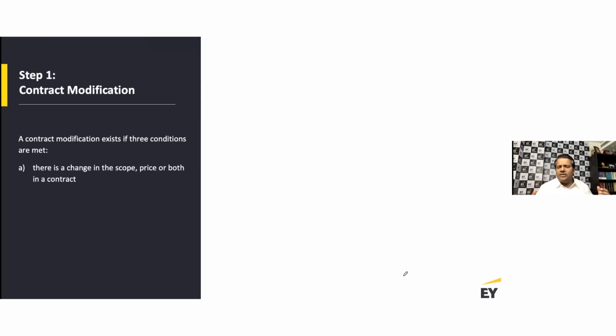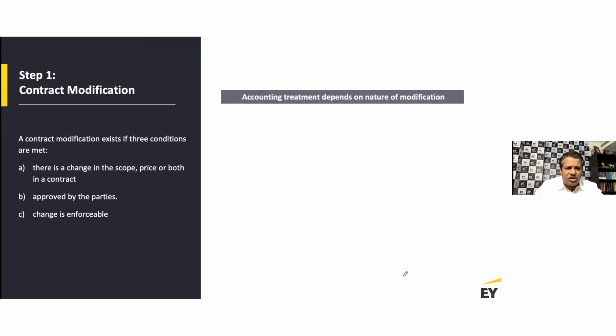They're deleting the scope from the existing arrangement, and they may change how this needs to be fulfilled, etc. So if there's a change in the scope, price, or both of the contract, and it is approved by both the parties, and the change is enforceable. So when you say, is there a modification, you got to assess what was the scope. Is there a change in scope? Is there a change in price? Is it approved by both the parties, and is it enforceable? If the answer to that is yes, that means there is a contract modification.